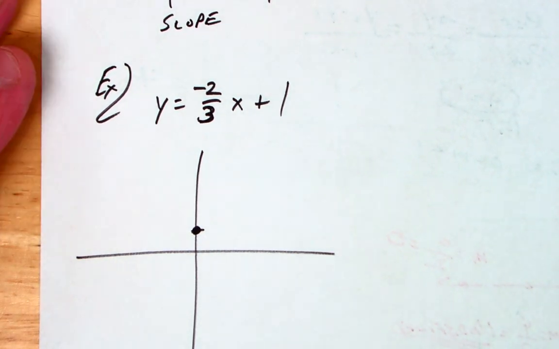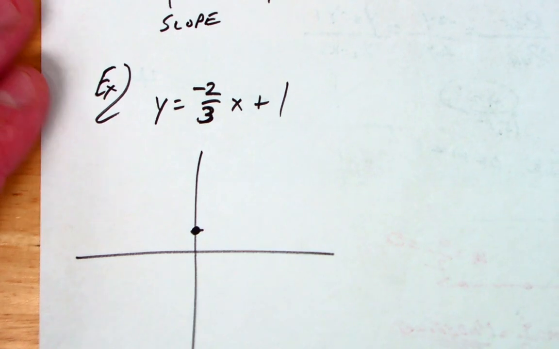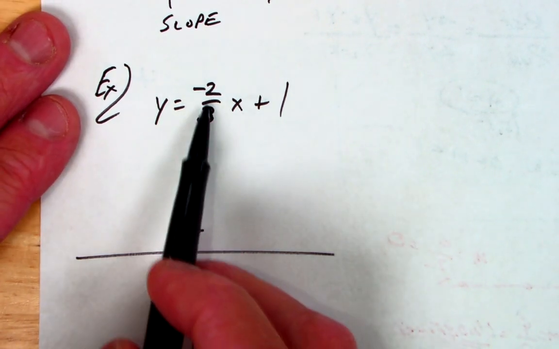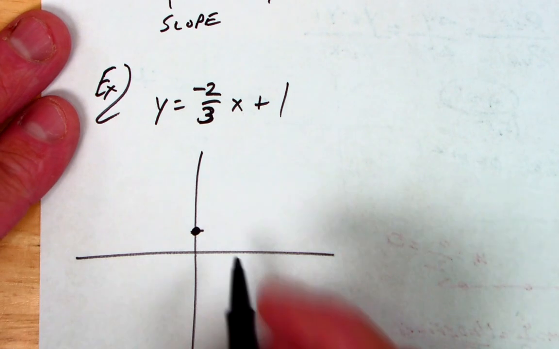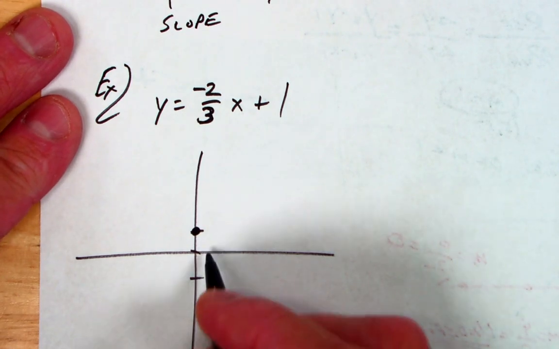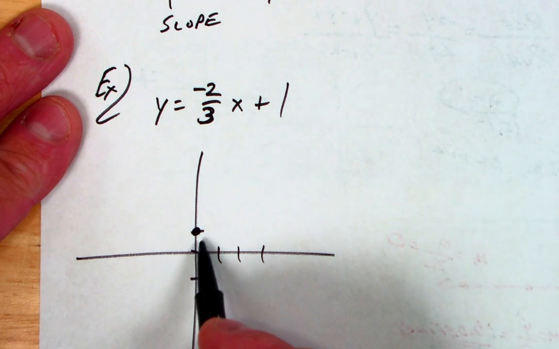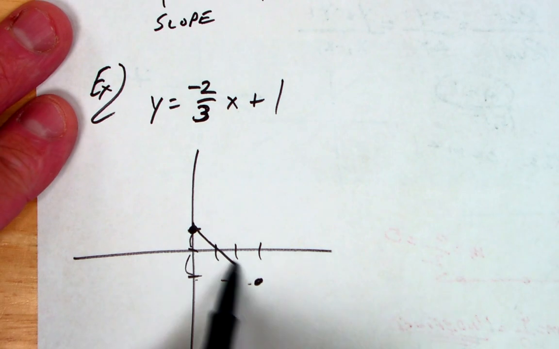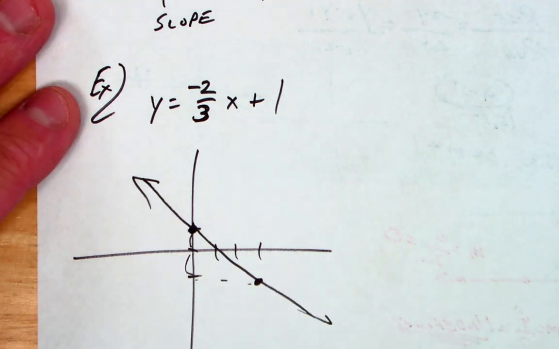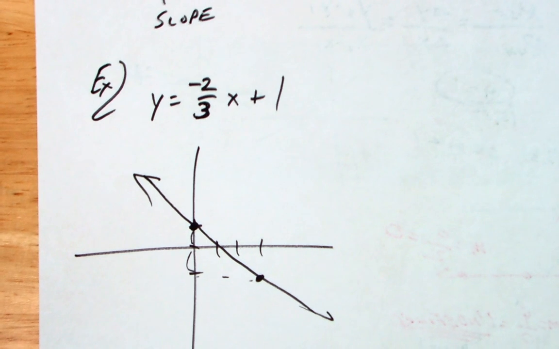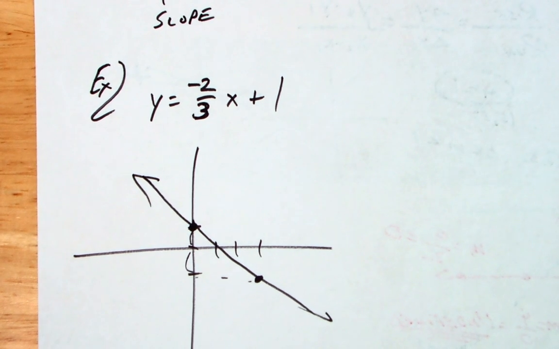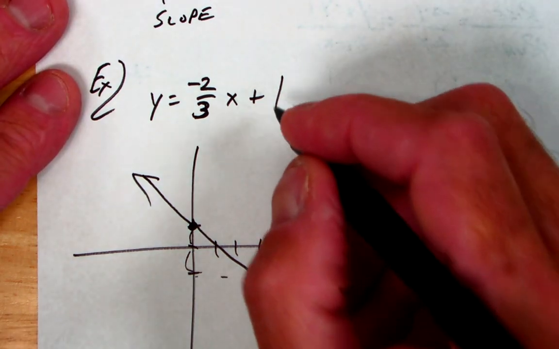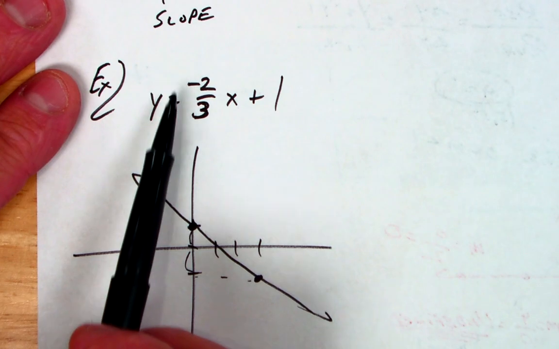And then from there, what am I going to do? Down 2, over to the right 3. So a negative rise, and then over to the right 3. So I'm going to go, and there's my other point. So start at your y-intercept, and then from there, use your slope, down 2 over 3. So another example.